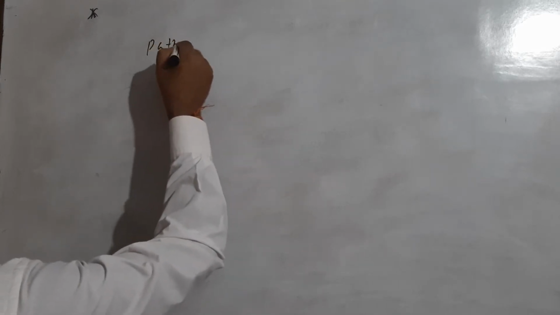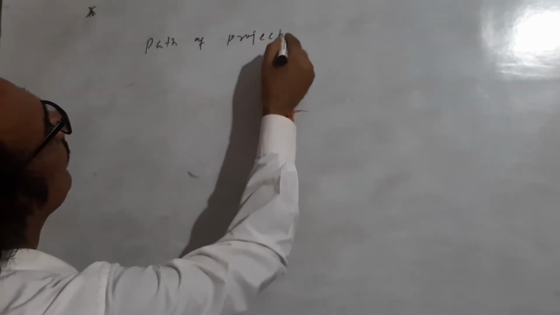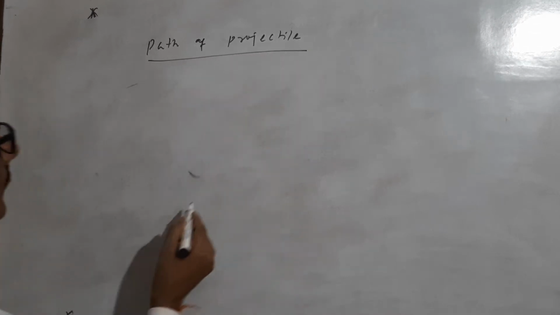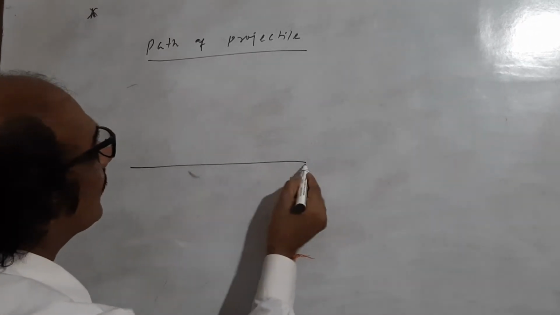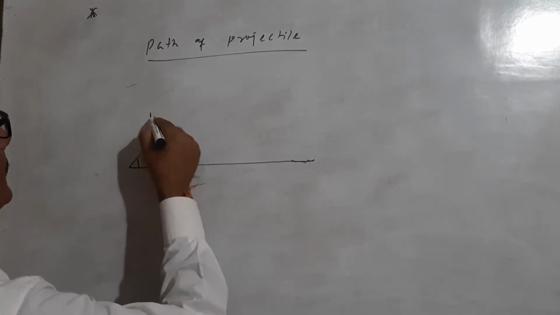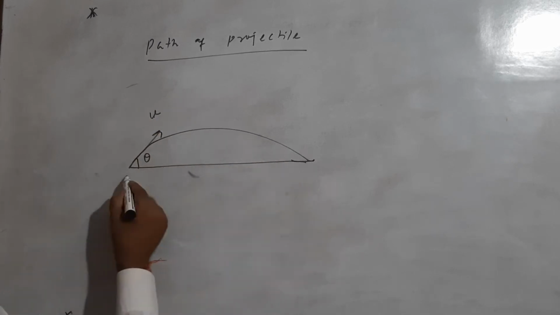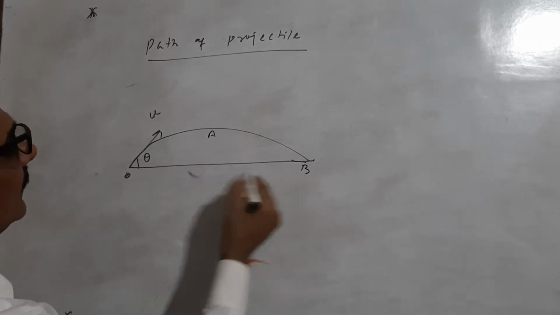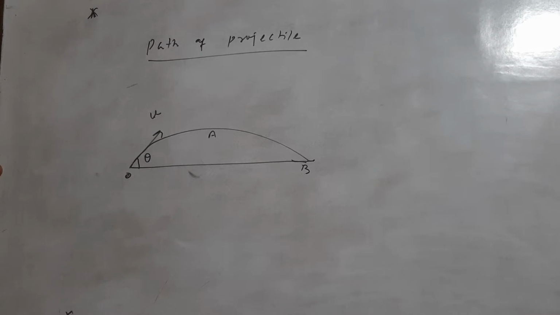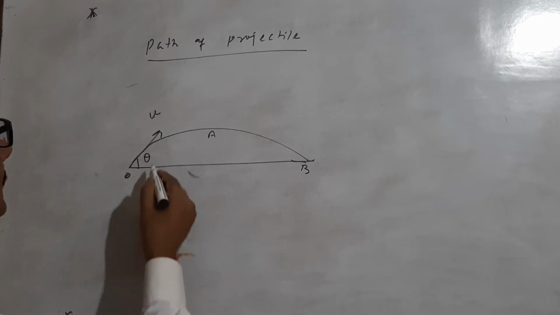First of all, look at the figure. The topic is path of projectile. When a projectile is thrown at angle theta with initial velocity u, it goes along a curved path OAB. So OAB is the trajectory of the projectile. A is the maximum height, OB is the range of the projectile, theta is the angle of projection.